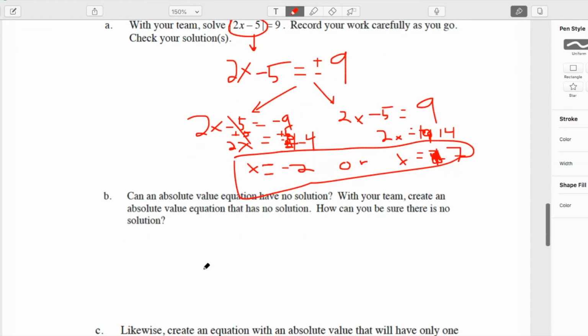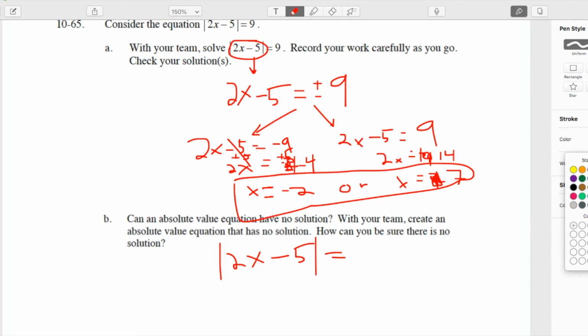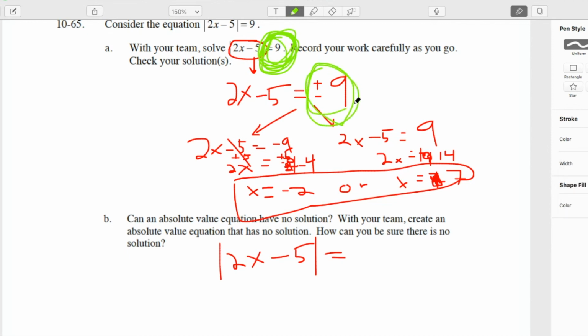Part B, can an absolute value have no solution? With your team, create an absolute value equation that has no solution. Oh, yes, we've seen something like this before. How can we be sure that there's no solution? Well, let's stick with this original absolute value. What would it have to be equal to in order to get no solution? Think back to this lesson. Where were we seeing no solutions? Oh, that's right, here. There were 2 solutions here because this was 9, and there are 2 numbers that are 9 units away from 0, positive 9 or negative 9.